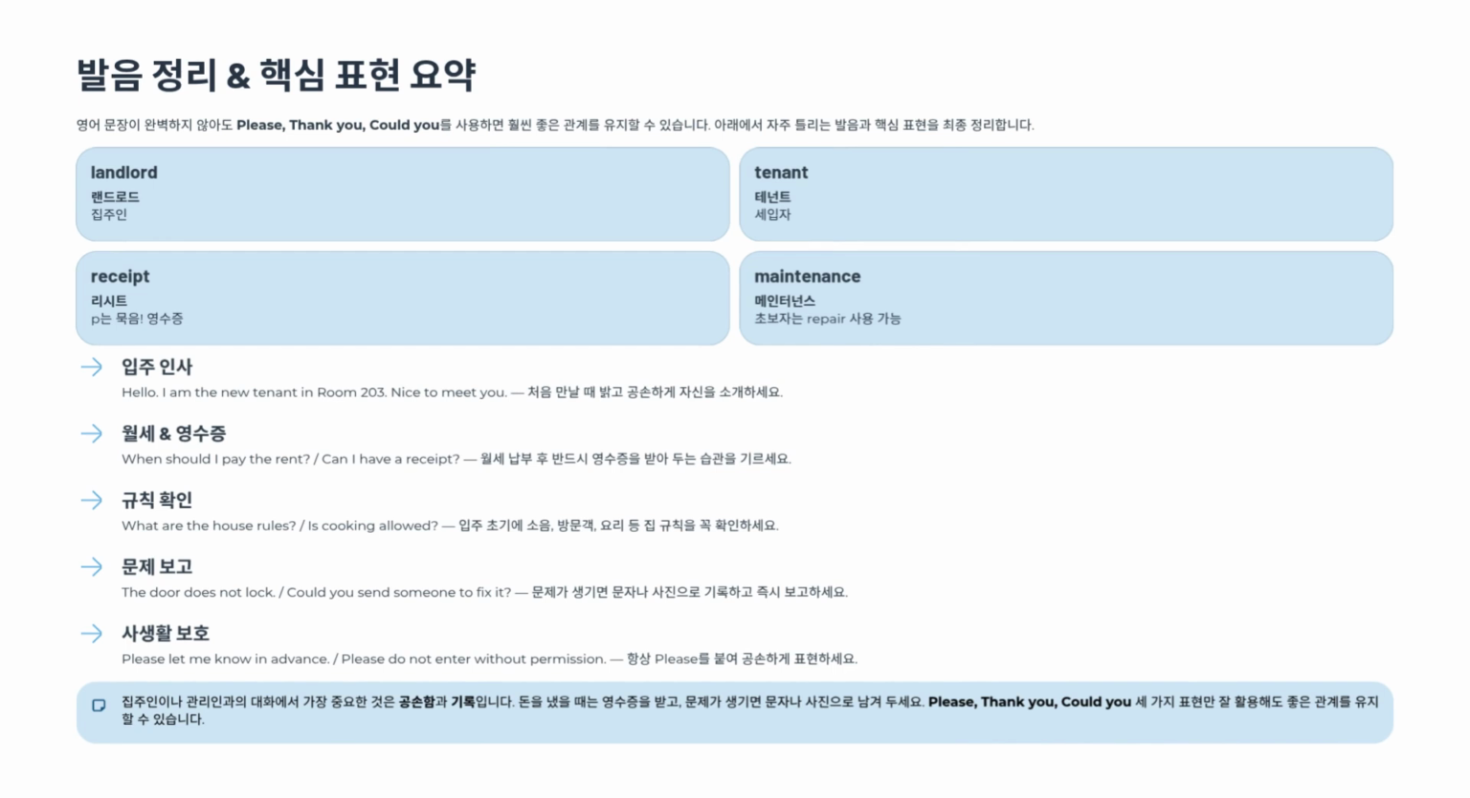Let us complete lesson 3 with the essential expressions. For introduction, say, "Hello. I am the new tenant in room 203." For payment, ask, "When should I pay the rent? And, can I have a receipt?" For rules, ask, "What are the house rules? And, is cooking allowed?" For a problem, say, "The door does not lock," followed by, "Could you send someone to fix it?" To protect privacy, say, "Please let me know in advance," and, "Please do not enter without permission."